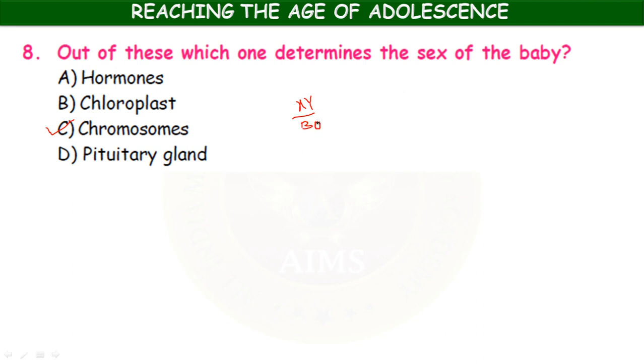Okay, if the zygote is diploid, with 2 X chromosomes, then it is a girl child.